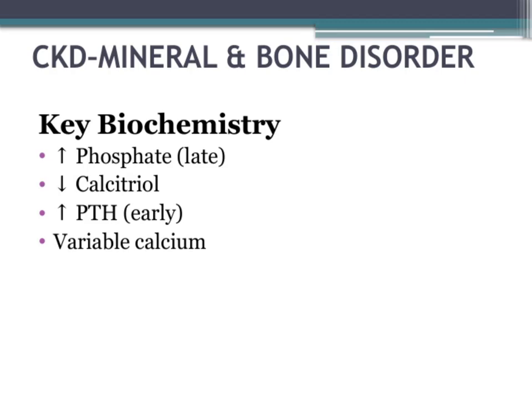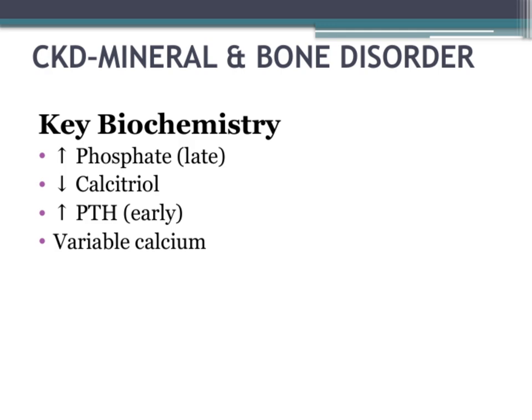Let's take a closer look at some key biochemical changes that occur in chronic kidney disease-related mineral and bone disorder. First, you'll notice that phosphate levels tend to rise later in the disease process. This is because as kidney function declines, phosphate excretion becomes less efficient. At the same time, calcitriol, which is the active form of vitamin D, decreases. This reduction impairs calcium absorption from the gut, contributing to disturbances in calcium balance.